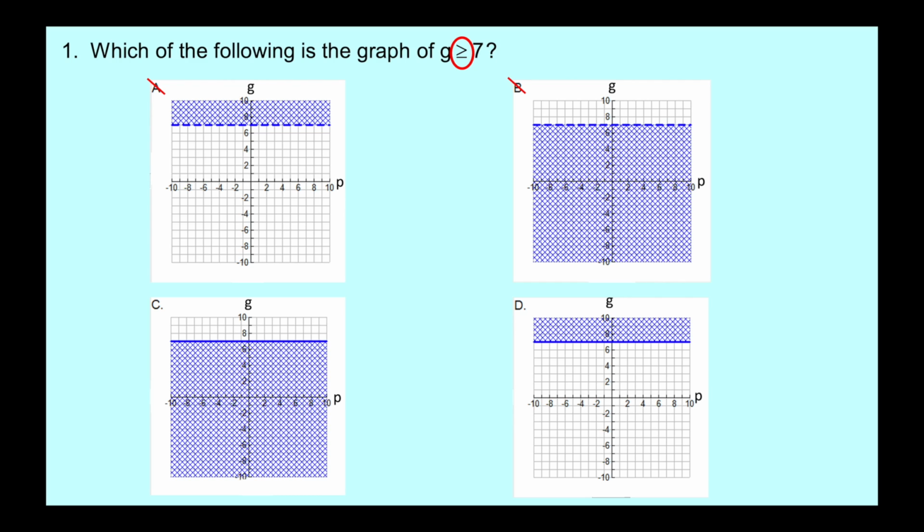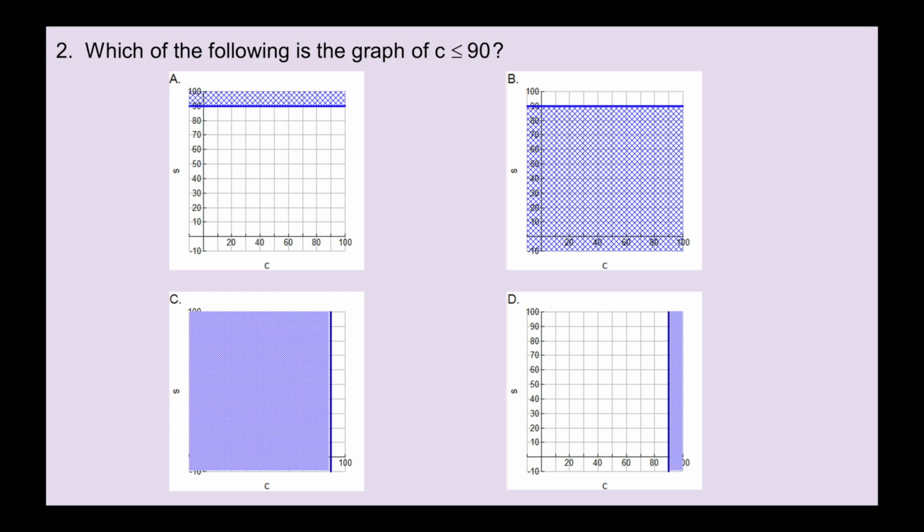And that's going to tell me that it cannot be A or B. The other thing we know is that since it's greater than, the shading should happen above the line. So between option C and D, it would have to be D since that one has the shading above the line.